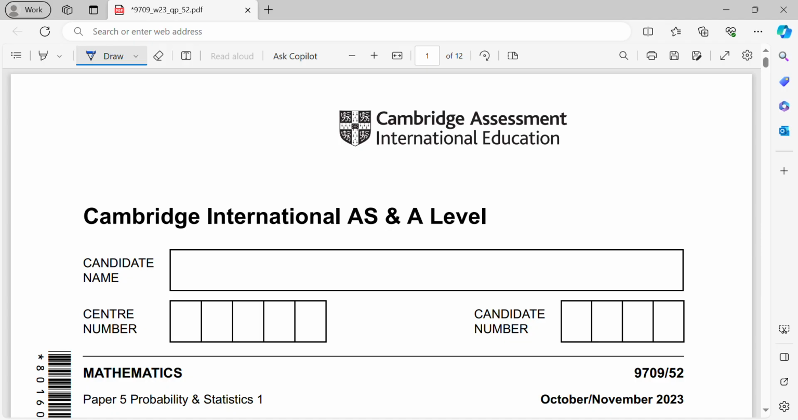This is Cambridge International AS and A-Level Mathematics Paper 5, Probability and Statistics 1, for October-November 2023, and the code is 9709/52. So let's move on to question number 1.